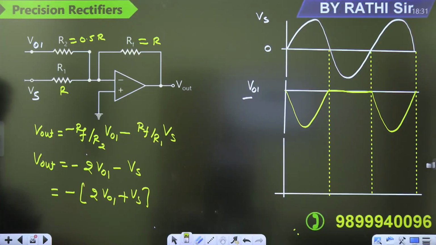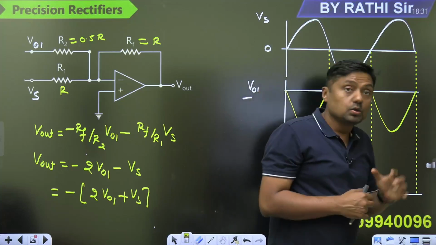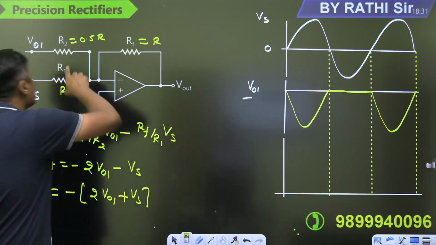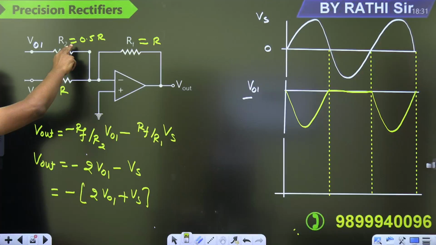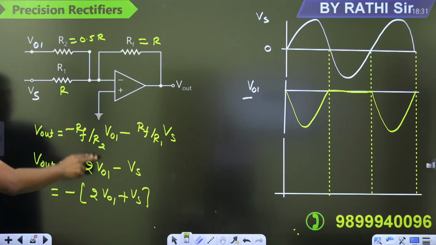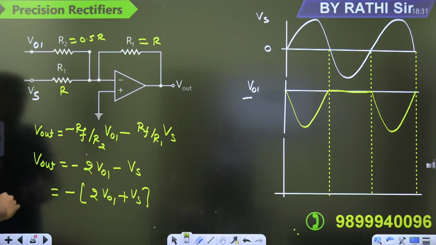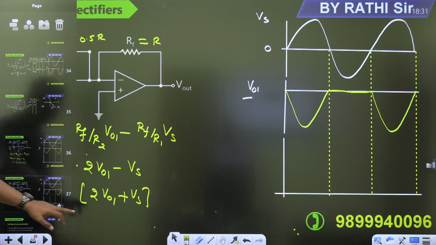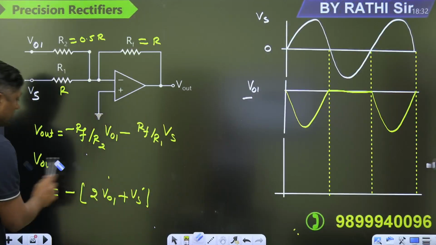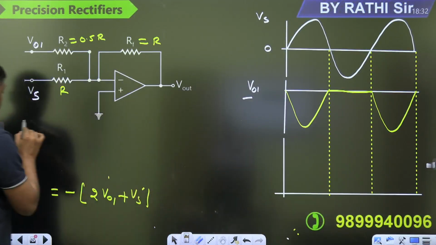This is the output of the summer. So what is the output of the summer? Because according to the design this is 0.5 R and this is R, R upon 0.5 R will become 2 times V01. And this is R upon R, that is minus Vs, because it is an inverting summer. Minus you can take common. Now finally, the conclusion here. This is the output of the summer during the positive half.